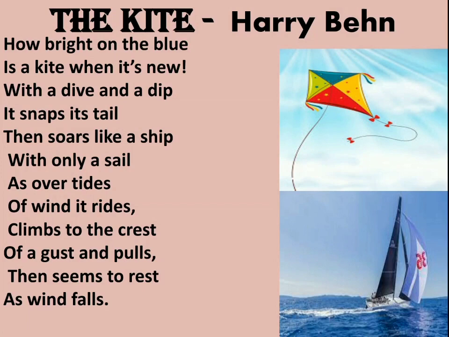How bright on the blue is a kite when it's new. So here blue refers to a clear blue sky. The kite looks bright and pretty on a clear sky. It looks new at its first flight. With a dive and a dip, it snaps its tail. So here dive means to move or to fall downwards. Dip is bend. And snaps means makes a cracking sound.